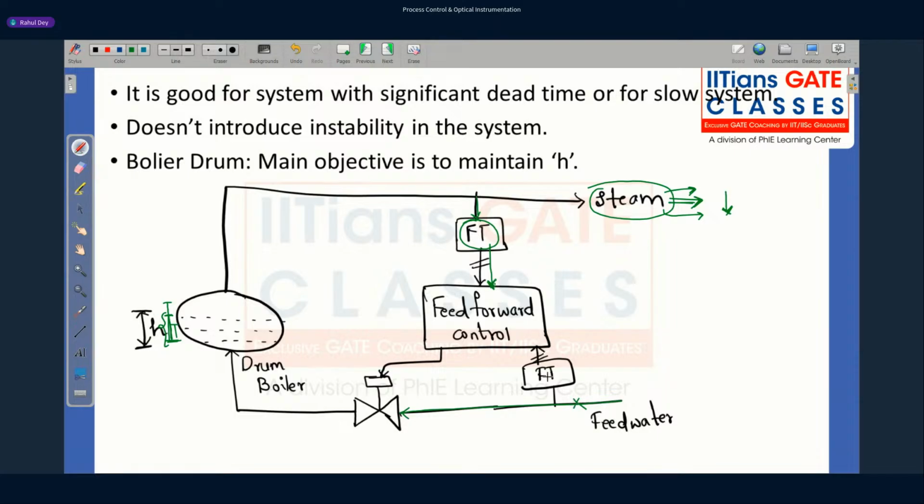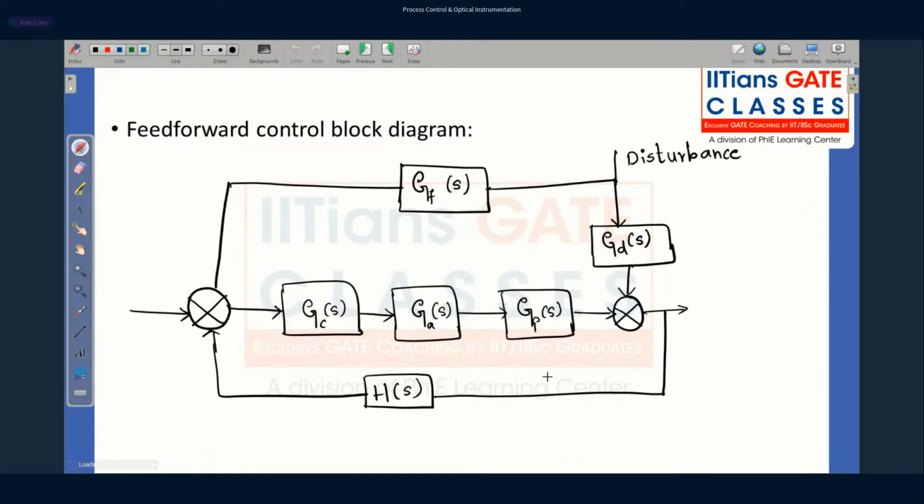Okay, but in our feed forward control, before this deviation or before this requirement or before this disturbance affecting my system, I am taking corrective actions. Okay, so this is the block diagram of feed forward control block.